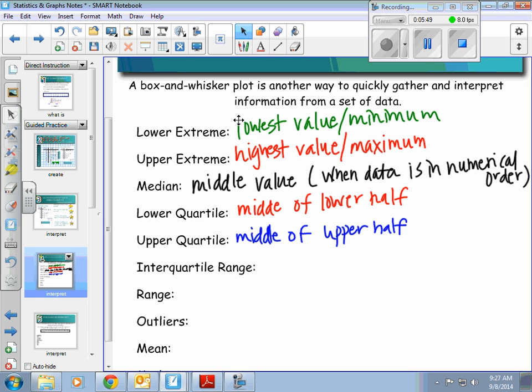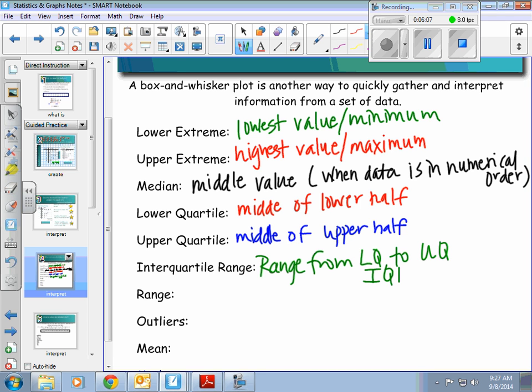The interquartile range then, it is the range from the lower quartile to the upper quartile. So what you need to do is you take the upper quartile, so the interquartile range is equal to the upper quartile, and you subtract the lower quartile. That's how you find it.